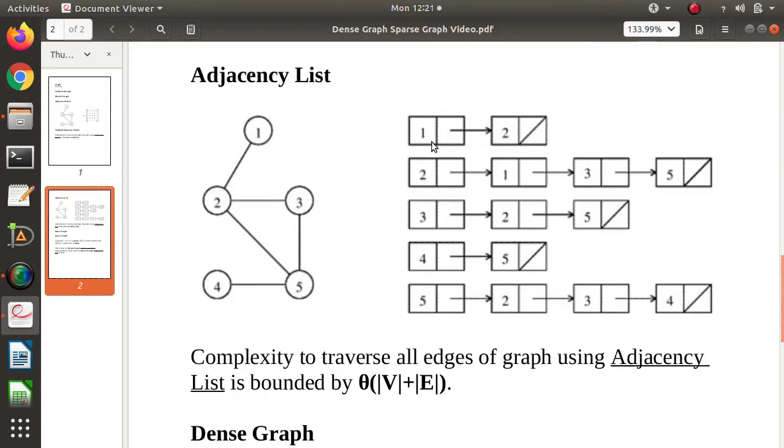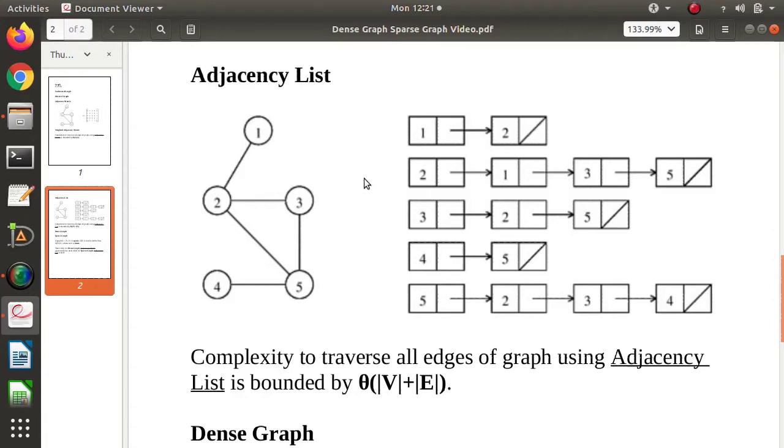And how is it represented? See, this linked list is for this vertex, so 1 is connected to 2. Here it is shown 1 is connected to 2. Now 2 is connected to 3, 2 is connected to 5, 2 is connected to 1, right? So here it is shown 2 is connected to 1, 2 is connected to 3, 2 is connected to 5. It is shown by the linked list, represented like this.